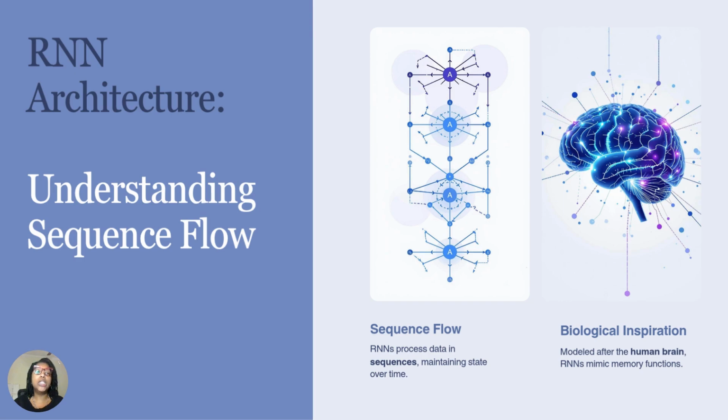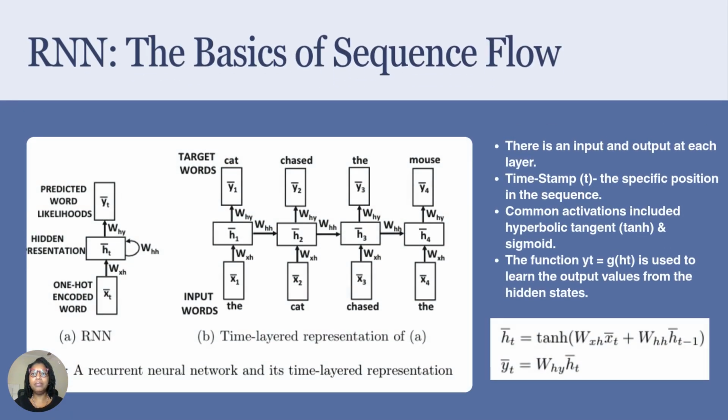So let's get into the architecture and understanding the actual sequence flow or how the data is processed and maintains the state over time. And one of the things that makes recurrent neural networks so powerful is a recurrent loop that captures context over time. But let's just see how this works.